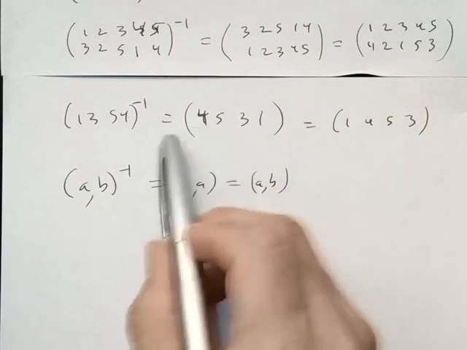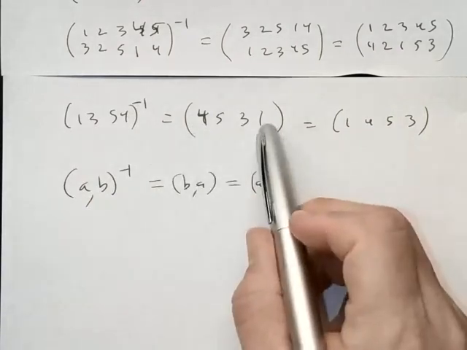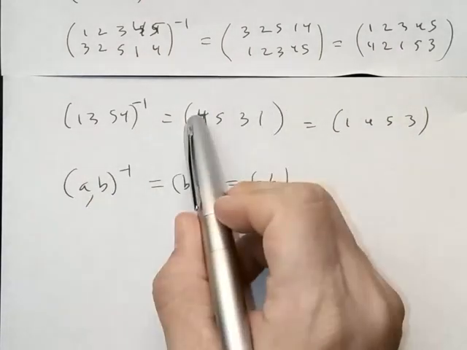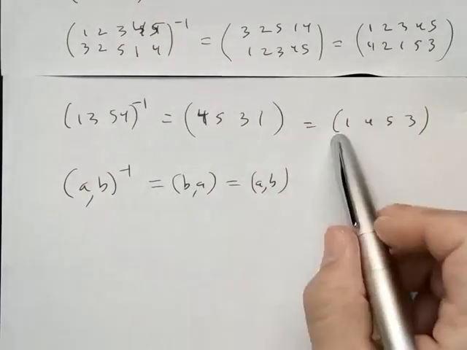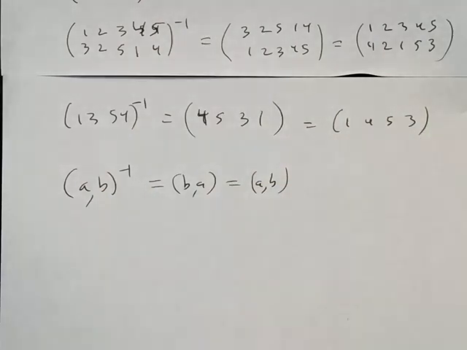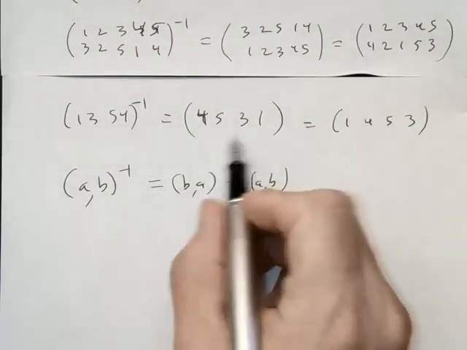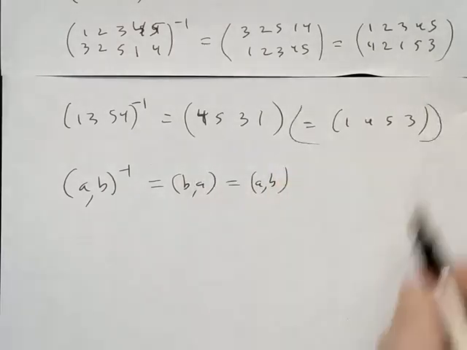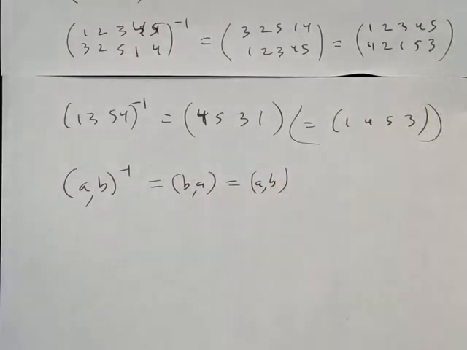But I don't have to start with 4. I can start with any of these numbers. So I can start with 1. 1 goes to 4, 4 to 5, 5 to 3, back around. Yes, that's correct. This is an option. You don't have to do that. Okay, yeah. But think about a transposition. A transposition says switch A and B. If you want to undo that, don't you just switch A and B? It's its own inverse.